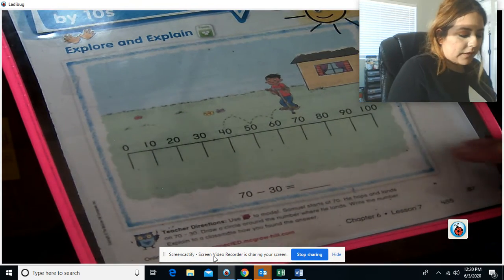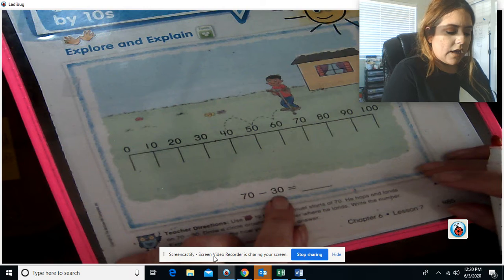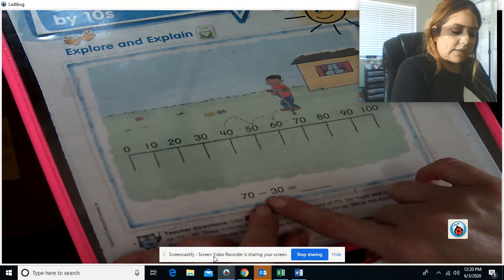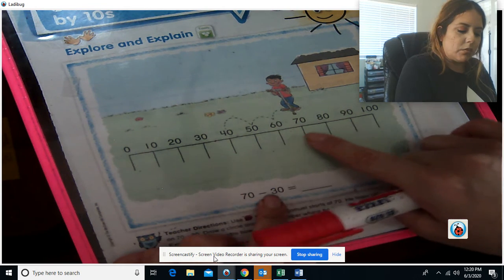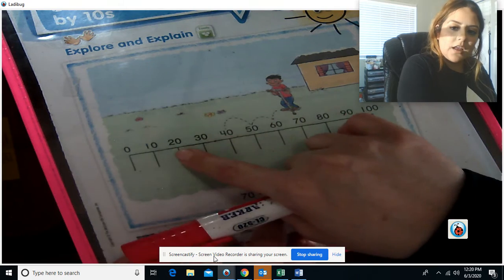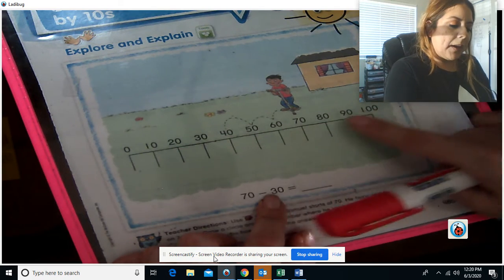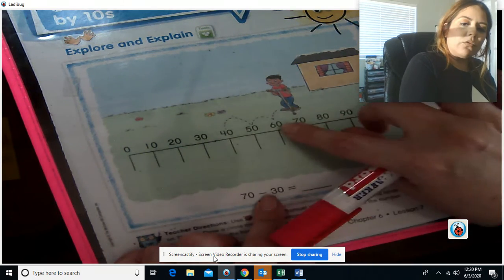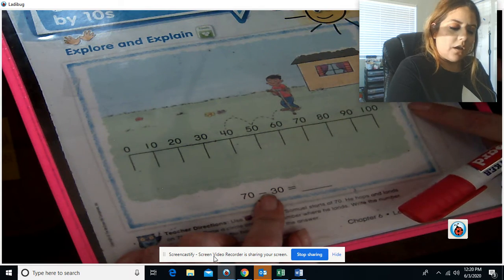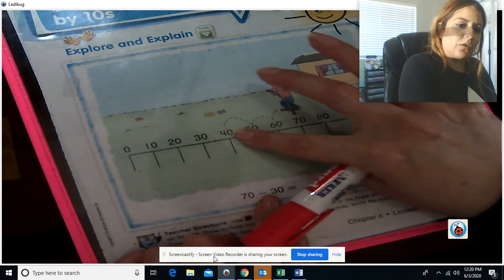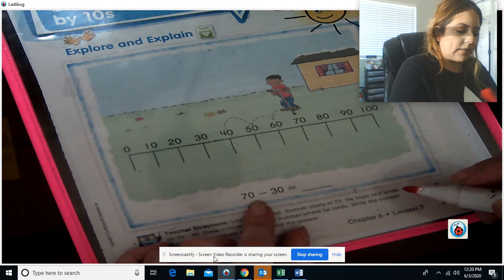Our first problem says 70 minus 30. Now I want you to notice that we're subtracting. So because we're subtracting, we're going to move backwards in our number line, not forward. We're moving back. If we move forward, we're adding. We have to move backwards. So we start at 70.